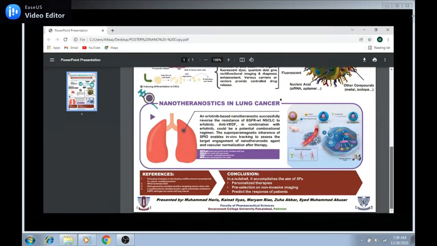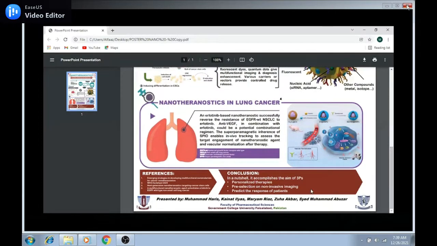At last, I would like to say that it can accomplish the aim of the three P's, meaning personalized therapies, pre-selection or non-invasive imaging, and it can predict the response of patients.